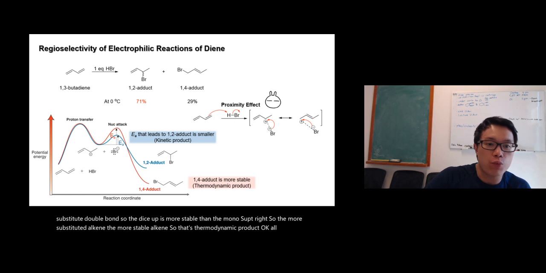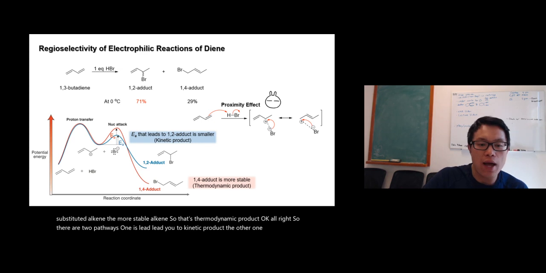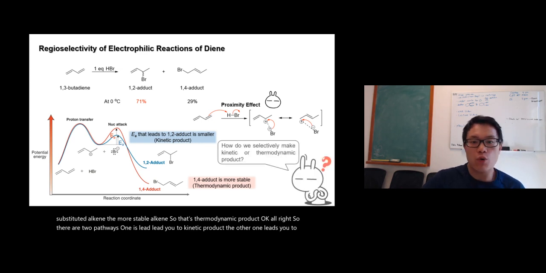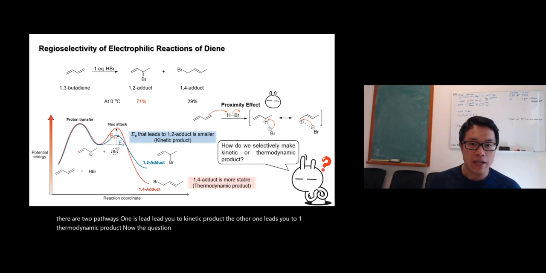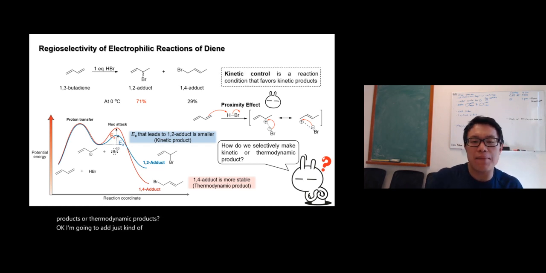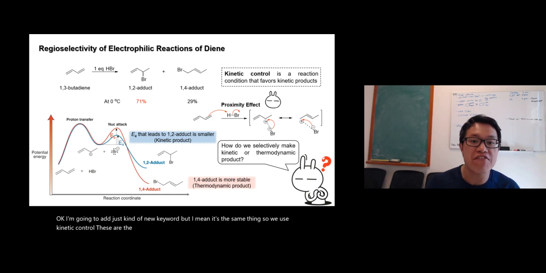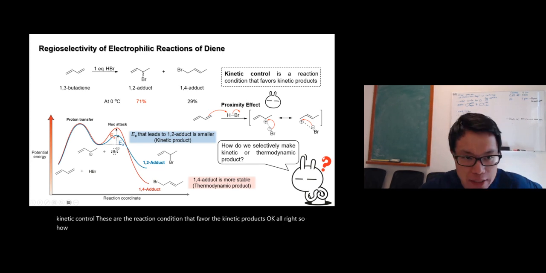All right. So there are two pathways. One leads you to the kinetic product, the other one leads you to the thermodynamic product. Now the question is, how do we selectively make kinetic products or thermodynamic products? I'm going to add a new keyword, but it's the same thing. We use kinetic control. These are the reaction conditions that favor the kinetic product. So how do we make the kinetic product favored?